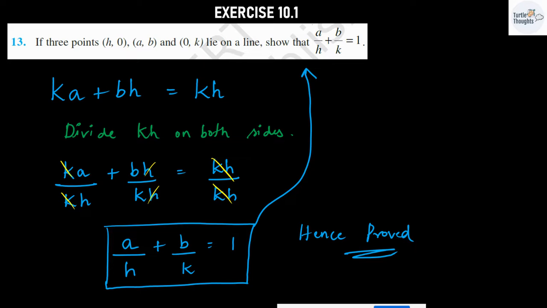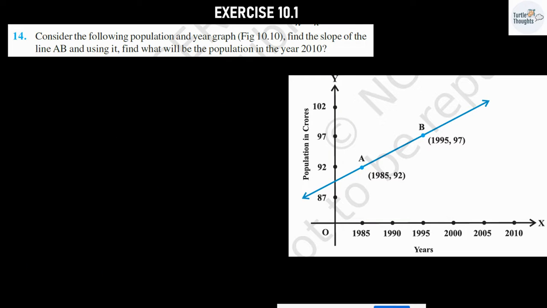Is the question clear? Okay. So we'll be moving on to the last question of exercise 10.1, the 14th question. Consider the following population and year graph. Find the slope of line AB and using it, find out what will be the population in the year 2010.